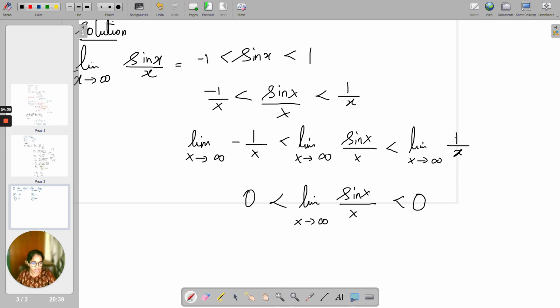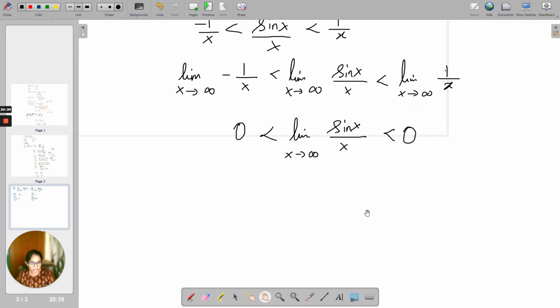The limit x tending to infinity of sin x divided by x is also less than 0. So can I write it as sin x divided by x? Yes, we have sin x divided by x is equal to 0, because it is varying from 0 to 0, it doesn't make sense. So it is equal to 0.